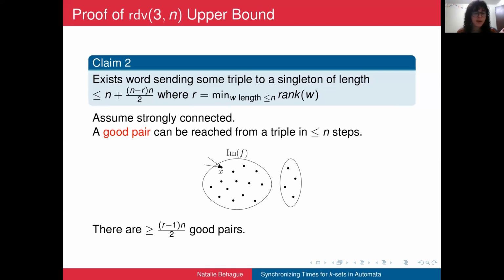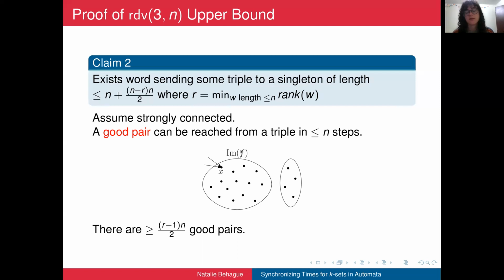So in particular, if you think about the word F concatenated with that word sending X to Y, that's going to send some pair to Y. And that's also itself a word of length at most n, so it's got to have rank at least R. So just applying that same argument that we did to the image of F to the image of this new word, we can see that any state Y is also going to be in at least R minus 1 good pairs, because you can't count Y with itself.